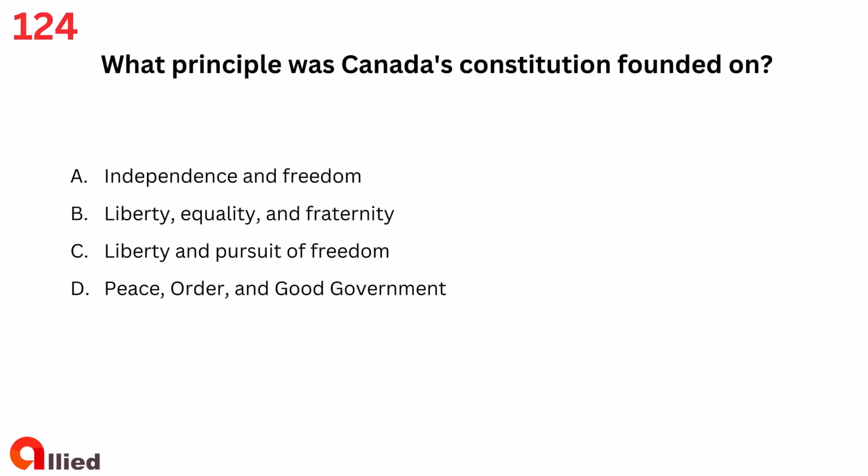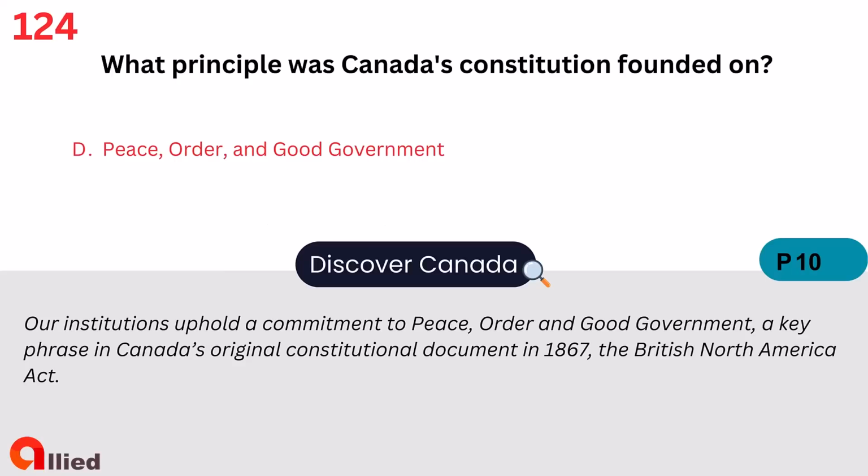Question 124. What principle was Canada's Constitution founded on? A. Independence and freedom. B. Liberty, equality, and fraternity. C. Liberty and pursuit of freedom. D. Peace, order, and good government. The answer is D. Peace, order, and good government.